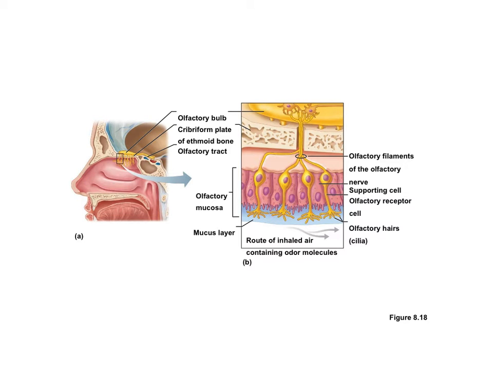If we zoom in a little bit, you can see that through this plate travel some of these nerves, and then you can see that the nerve endings are down, they're called olfactory hairs, and they're down in this mucus layer. So when things are able to be smelled, those particles will end up dissolving in this mucus layer, and then they can be detected by the hairs of those olfactory cells.